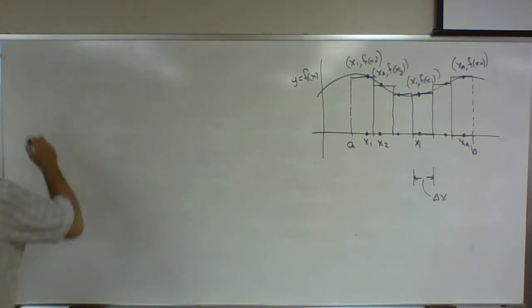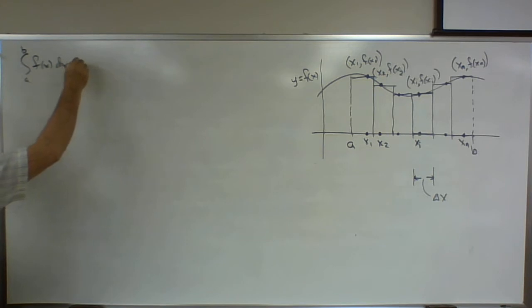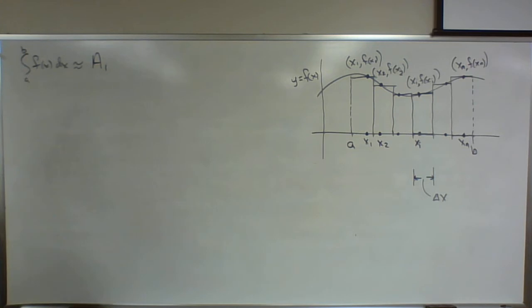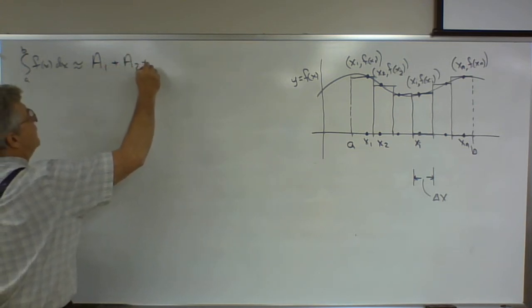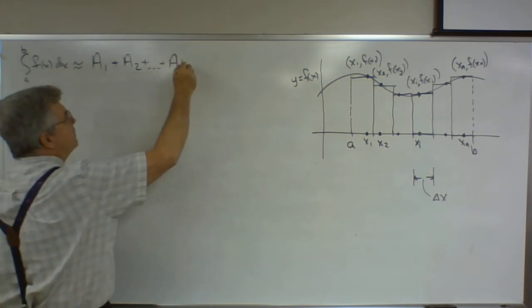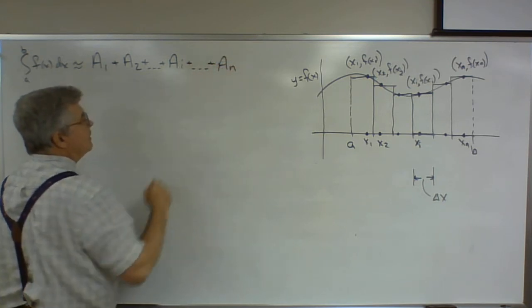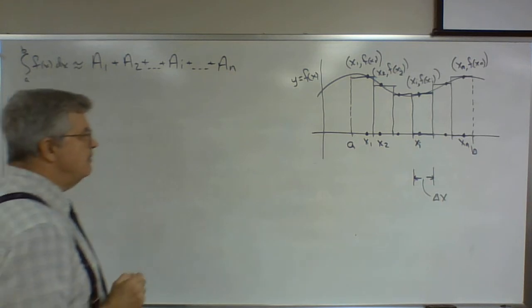And we said the integral from a to b of f of x is approximately equal to the area of the first rectangle plus the area of the second rectangle, dot, dot, dot, plus the area of the ith rectangle, dot, dot, dot, plus the area of the nth rectangle. And we said, you know something else?